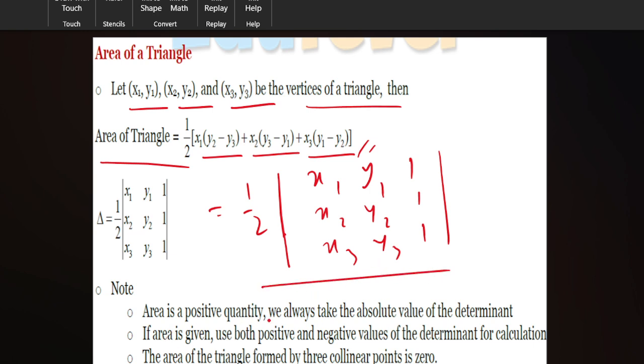Now area is a positive quantity. Always take the absolute value of the determinant. If area is given, use both the positive and negative value of the determinant for calculation. The area of a triangle formed by three collinear points is 0. Means if the area of the triangle is 0, then the points are collinear. If points are collinear, then the area will be 0.